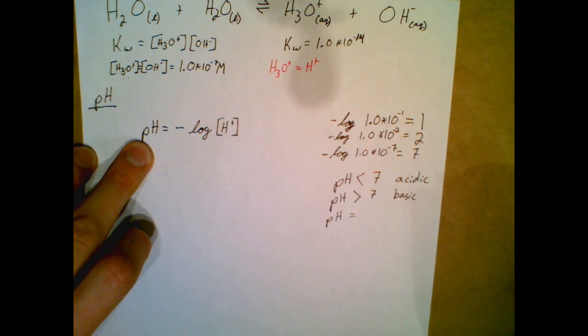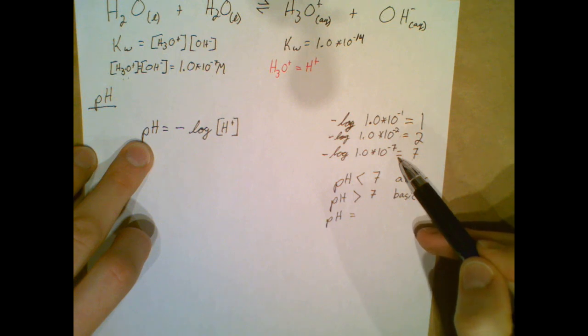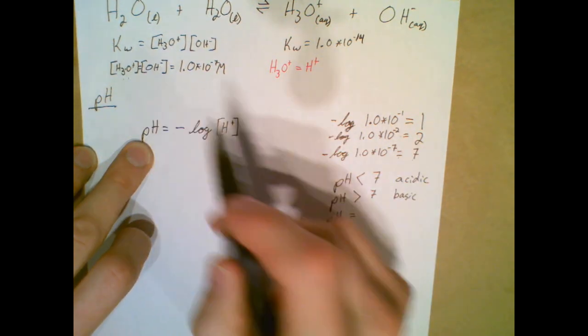The concentration, or the pH, when we have a concentration of 1.0 times 10 to the minus 7, means that we have the same amount of those two.